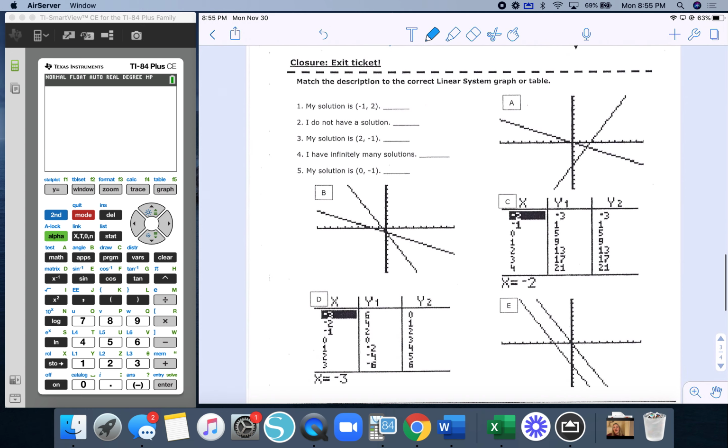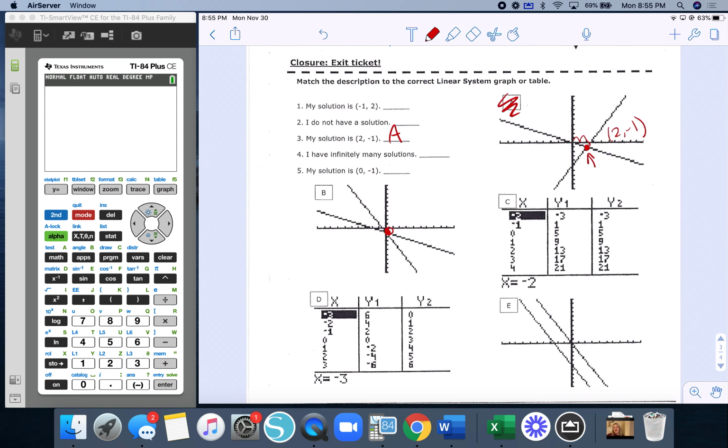So for your exit ticket, they are asking you to match the description to the correct linear system, graph, or table. So I'm going to start with the graphs first because I think they're a little bit easier. This one crosses right here. It looks like we go 1, 2, down 1. So that would be 2, -1, which would be number 3.